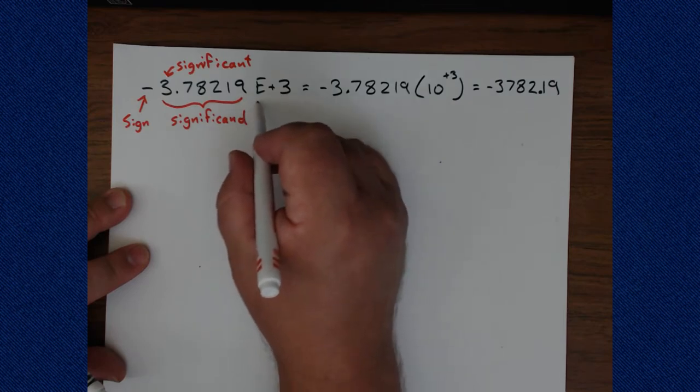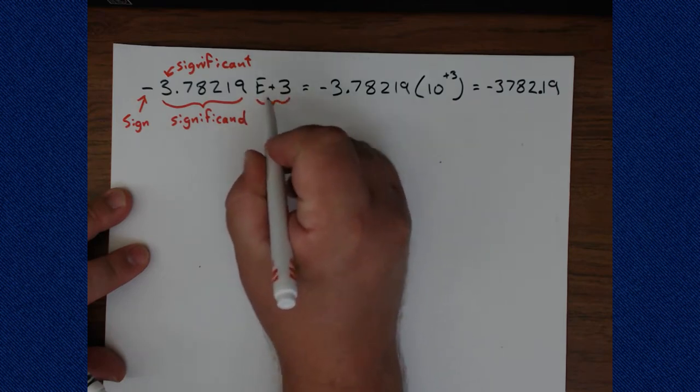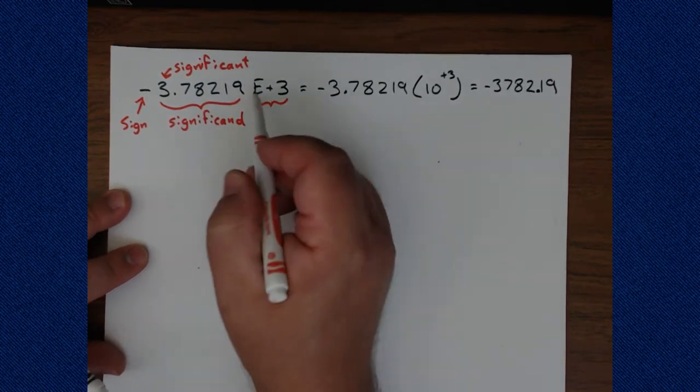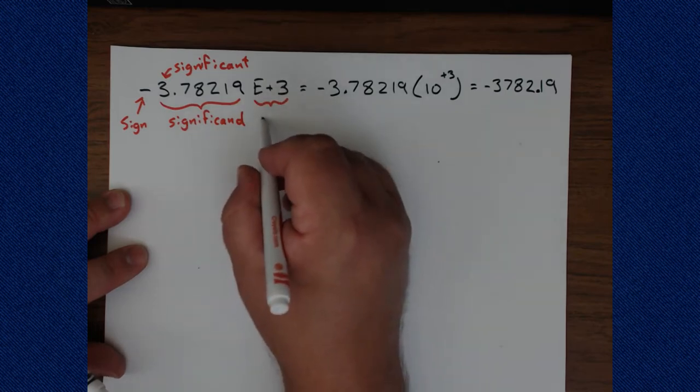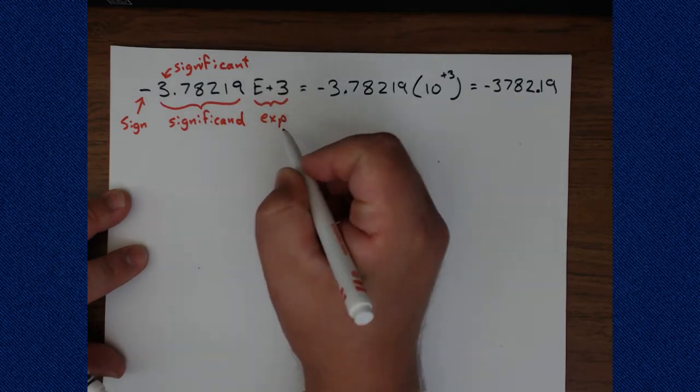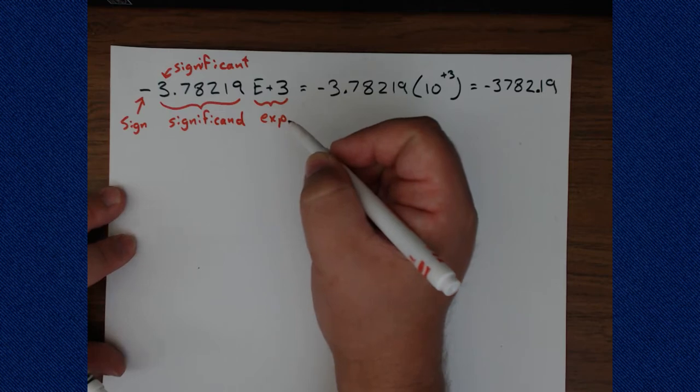Over here, this is the exponent. And the E really just indicates that it's an exponent of the current base. So we have the exponent bits over here.